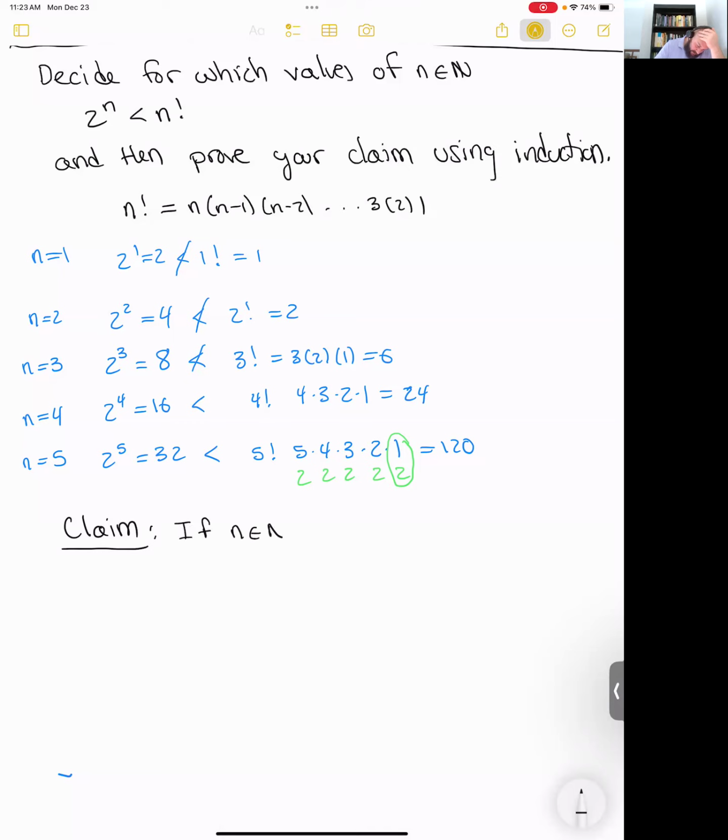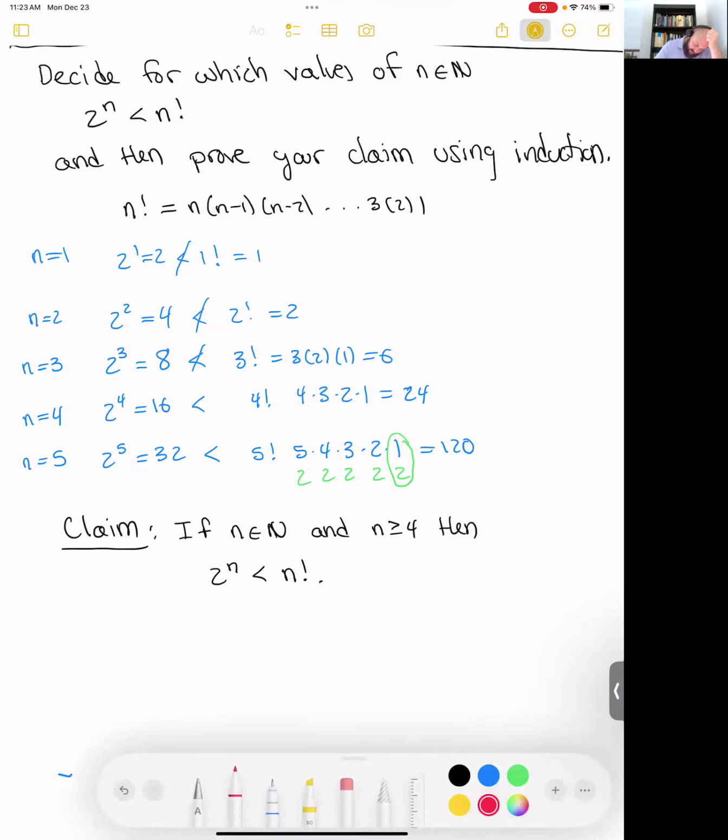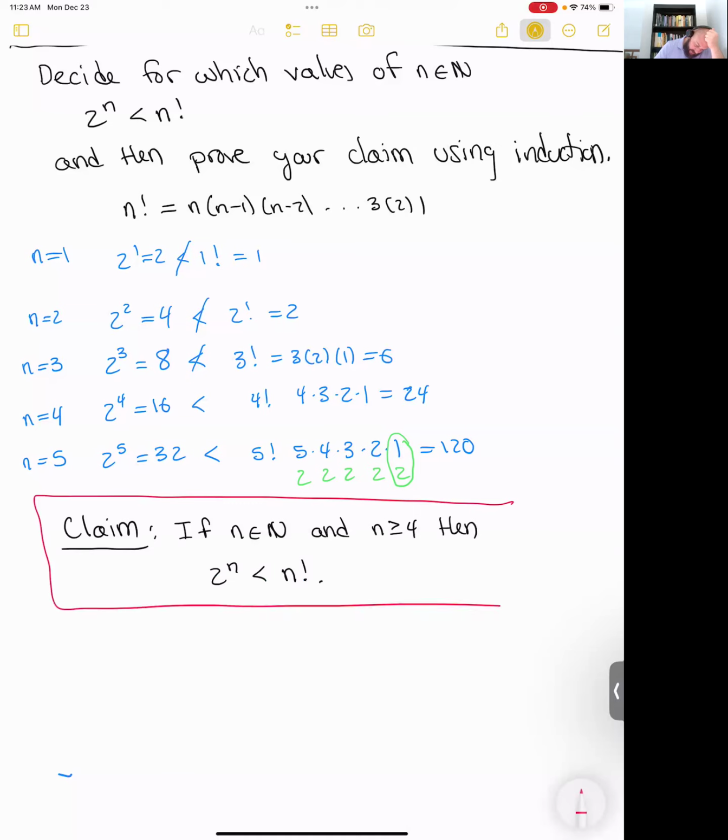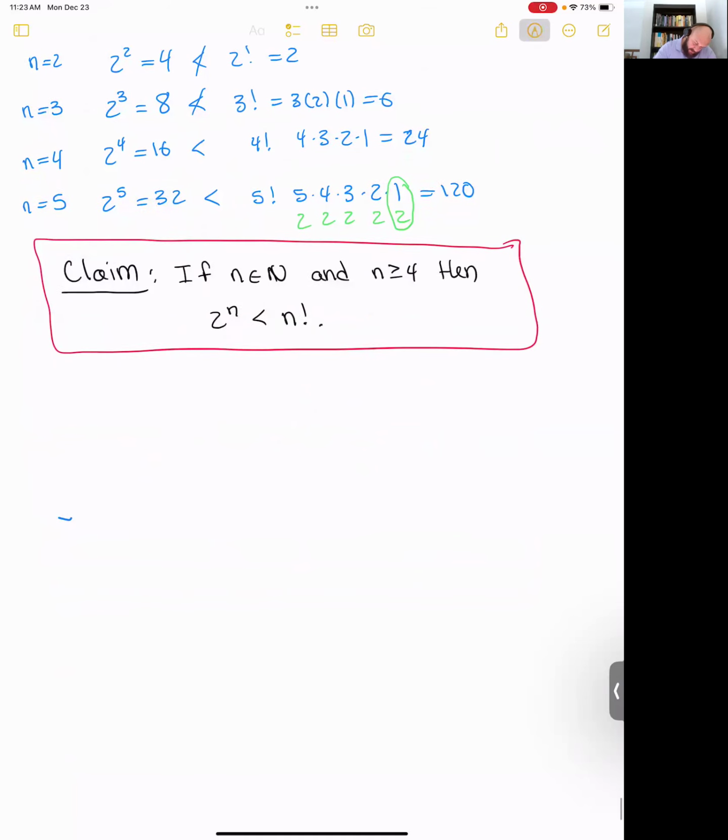If n is a natural number and n is bigger than or equal to 4, then 2 to the n is less than n factorial, right? So that's what we're claiming, and that's what we're going to prove now. But notice we had to do a little investigation to figure that out, right? So now let's do the induction.